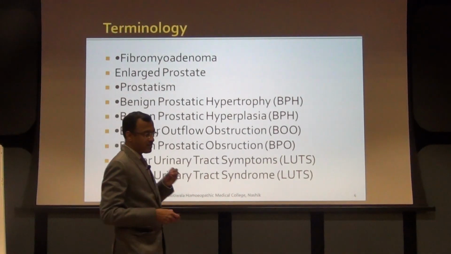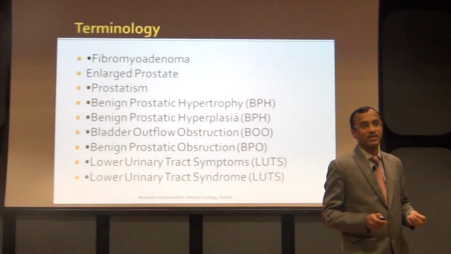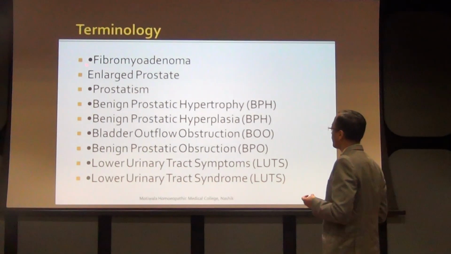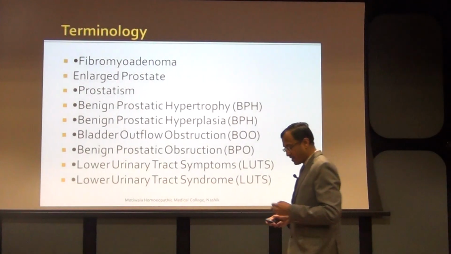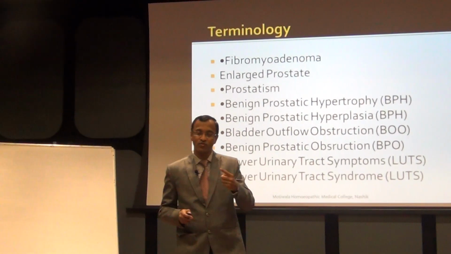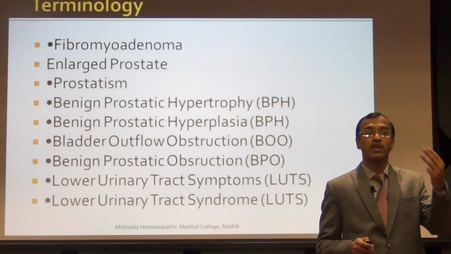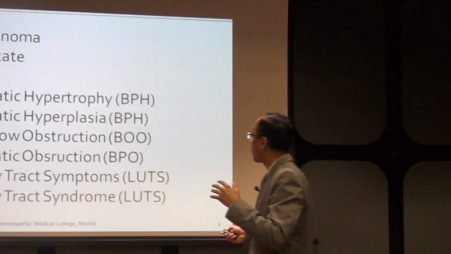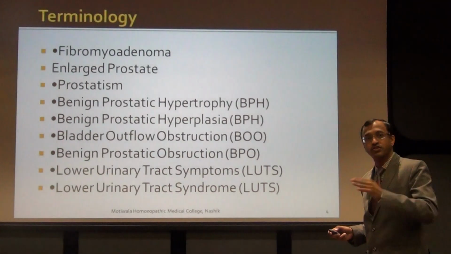Now, there are various terminologies used to indicate BPH. One is benign prostatic hypertrophy. Another very commonly used terminology is fibromyoadenoma. The word itself talks about three things, students. Fibro relates to fibrous tissue, myo to muscular tissue, and adeno to glandular tissue. So this condition involves fibrous, muscular as well as glandular levels.